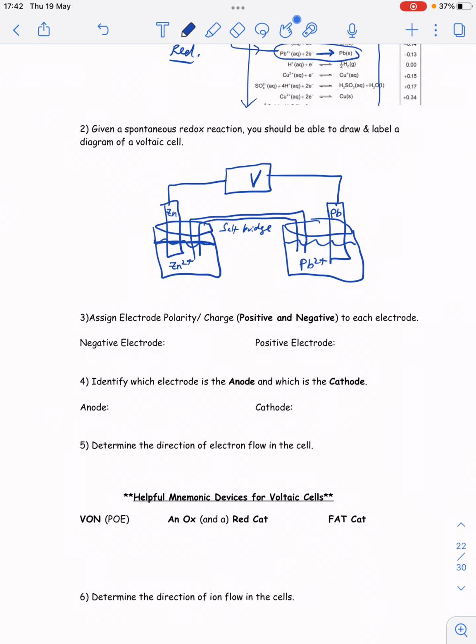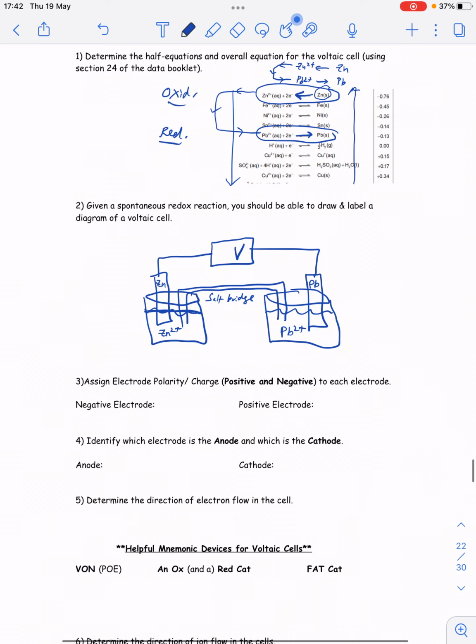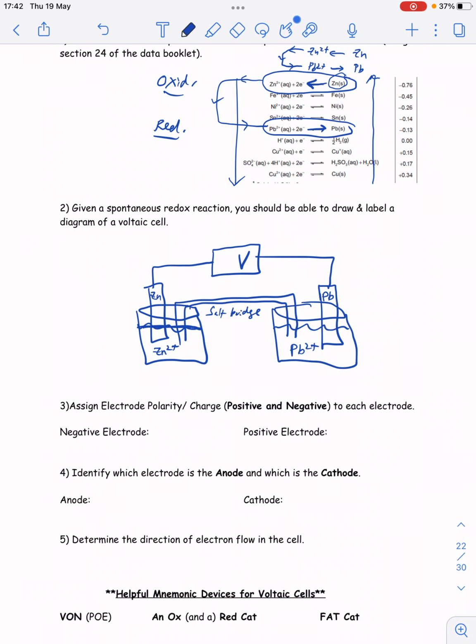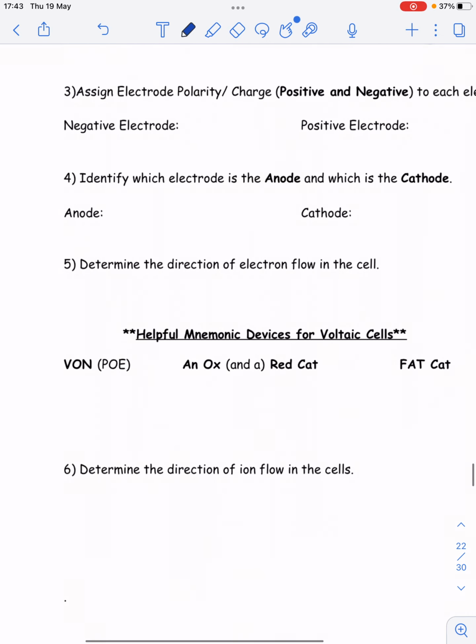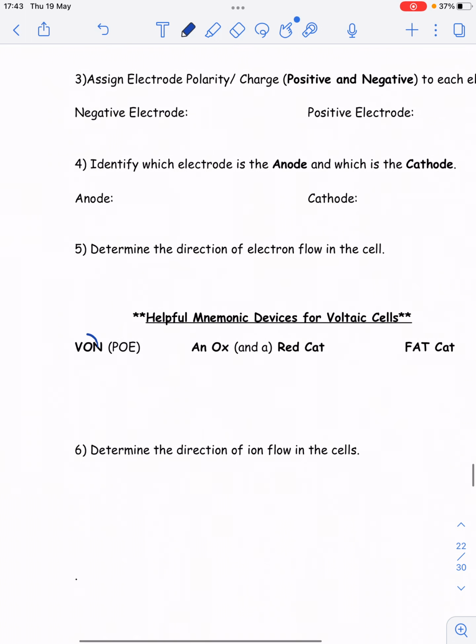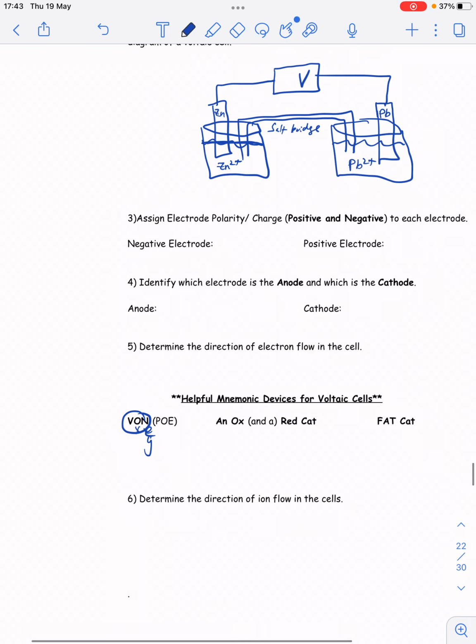Okay, you should be able to assign electrode polarity, meaning whether or not they are positive or negative, and also assign the terms anode and cathode. This all comes back to whether or not oxidation or reduction is occurring at that electrode. So we already determined up here that oxidation is occurring at the zinc electrode. So that's going to be really helpful, especially with our mnemonics. So Von Po, we're using Von. We're going to know that in a voltaic cell, oxidation is the negative electrode. So the zinc electrode has to be the negative electrode because we determined this is where oxidation is happening.